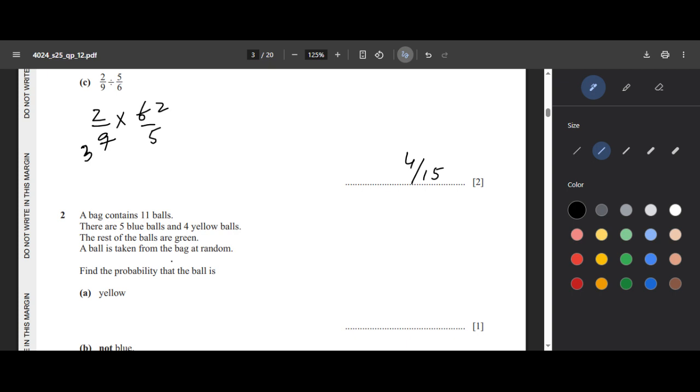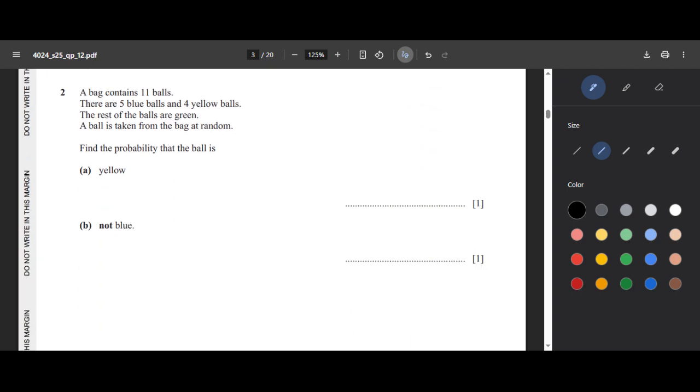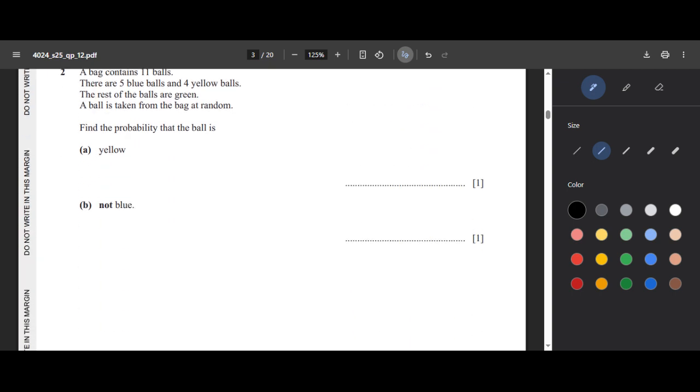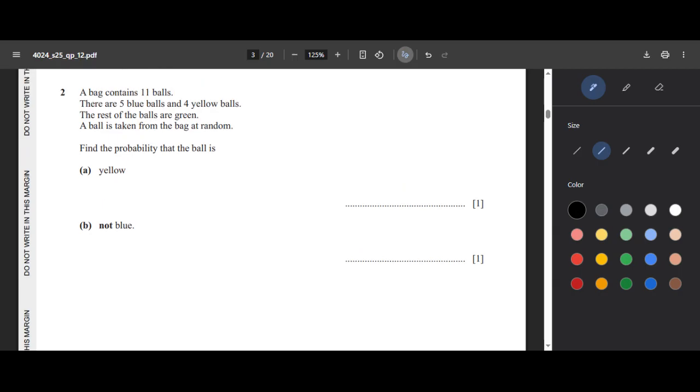Now for this, there is a bag containing 11 balls. There are 5 blue balls and 4 yellow balls, and the rest of the balls are green. So 5 plus 4 is 9, and 11 minus 9 is 2. So green are 2 balls.